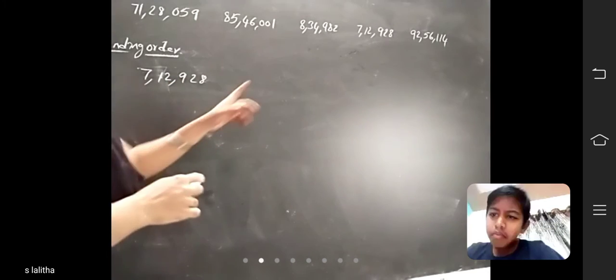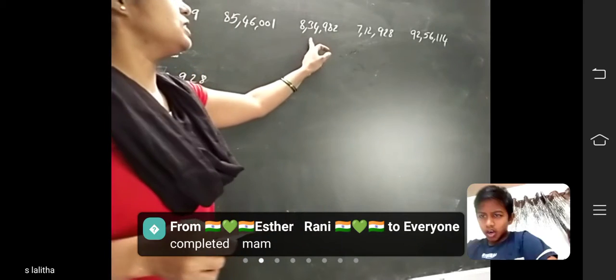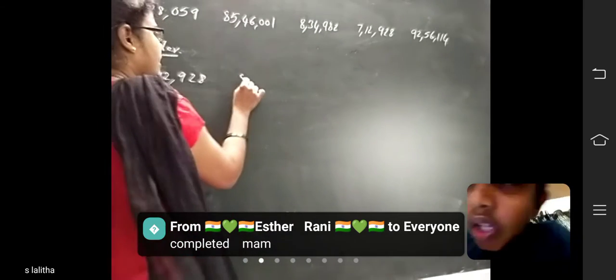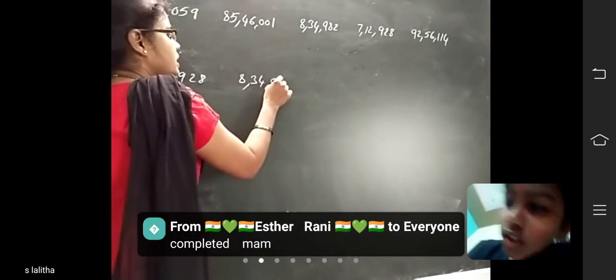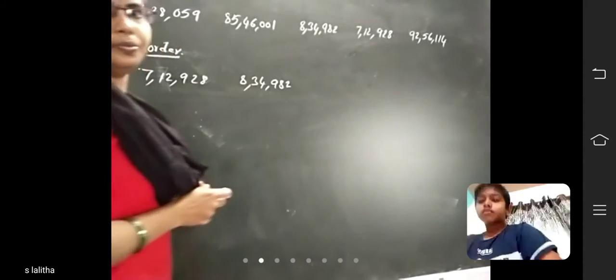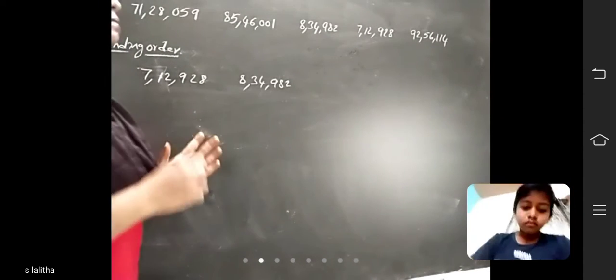7,12,928. Okay, that one is completed. Next number, 6-digit number, this one. Write that one. 8,34,982. Okay, so 6-digit numbers are completed.